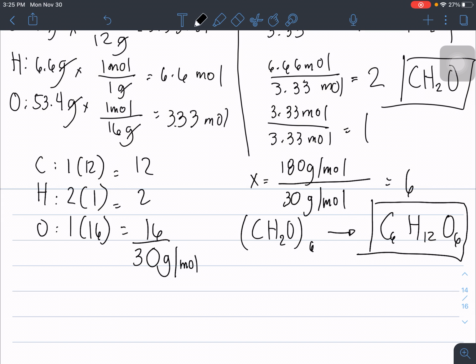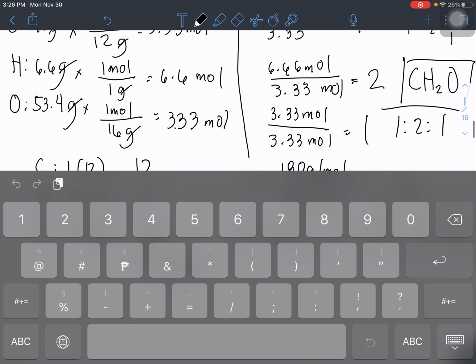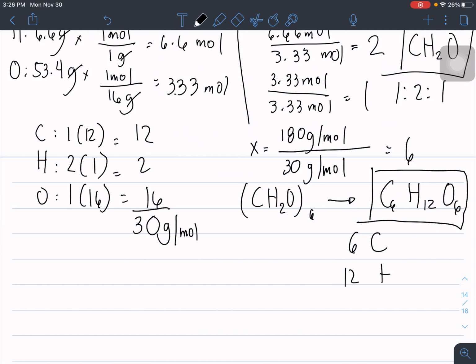So the empirical formula tells us that the ratio of carbon to hydrogen to oxygen is 1 is to 2 is to 1. On the other hand, the molecular formula tells us the actual number of each atoms in the compound. So there are 6 atoms of carbon, 12 atoms of hydrogen, and 6 atoms of oxygen.